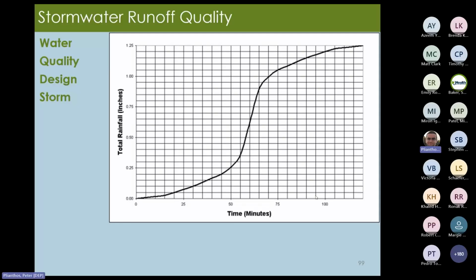It has a nonlinear distribution with a higher intensity in the middle, meaning that the rainfall starts light, gets heavy in the middle, and ends light as well. This nonlinear distribution is conservative because real storms have bursts of intensity, and this creates a higher peak flow rate.